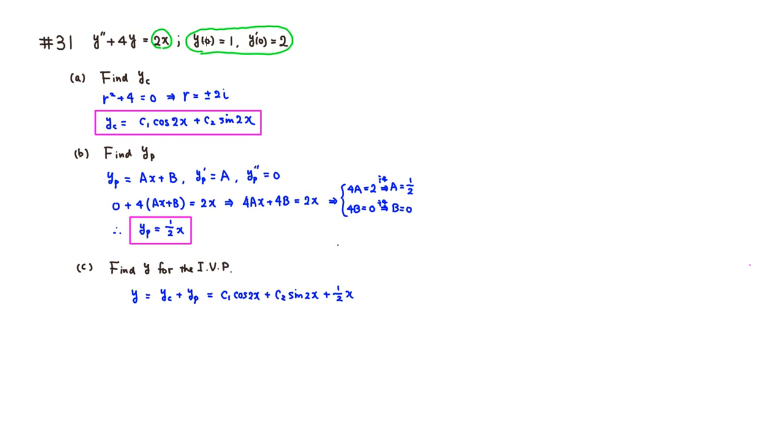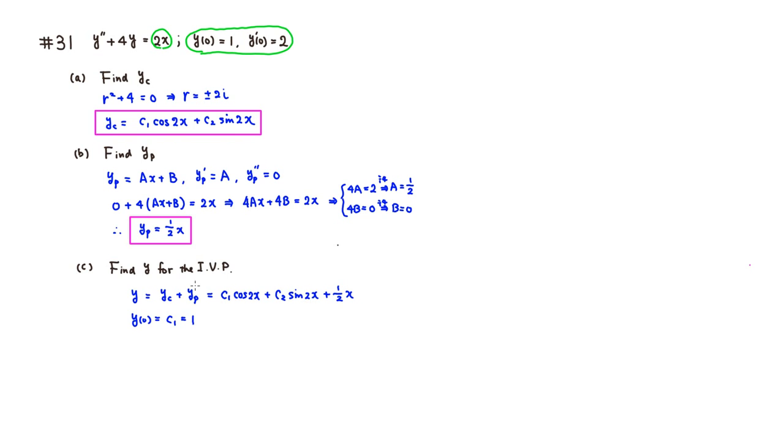So let's do that. First let's plug in x equals 0. So y of 0 is equal to, cosine 0 is 1, so you have a C1. And sine of 0 is 0, and 1/2 times 0 is 0, so it's just C1. So this has to be equal to 1. So we already know what C1 is.